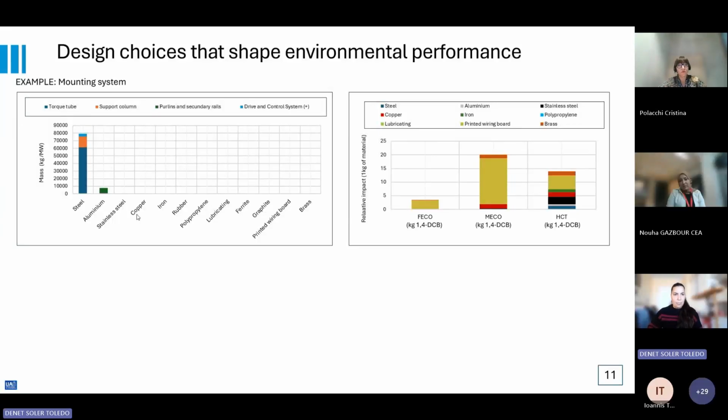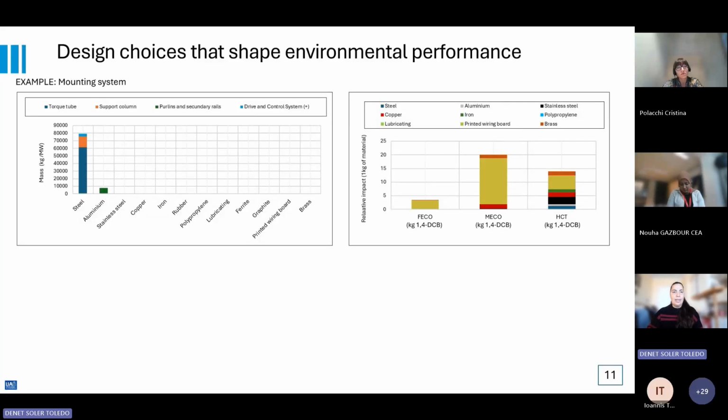We can see an example of the mounting system analysis, the contribution, for example, of the steel. In our model, we consider a single axis tracker. So we have the torque tube, the support column, the purlins and secondary rails, all the drive and control system. Normally, this kind of detail is not presented in the literature. Mainly the drive and control system is always, in all the cases, not considered.